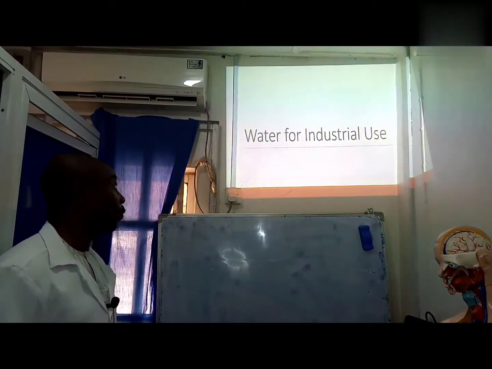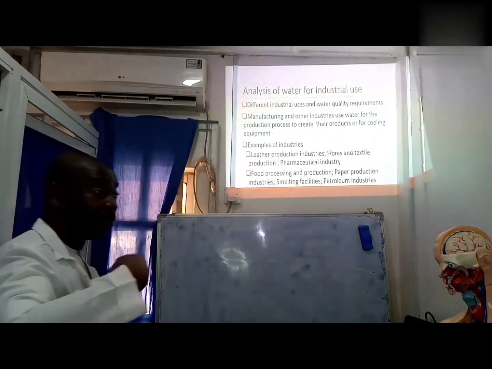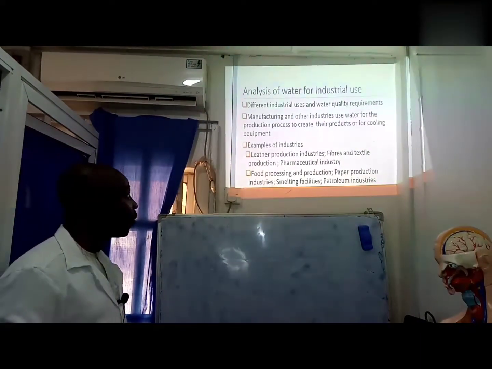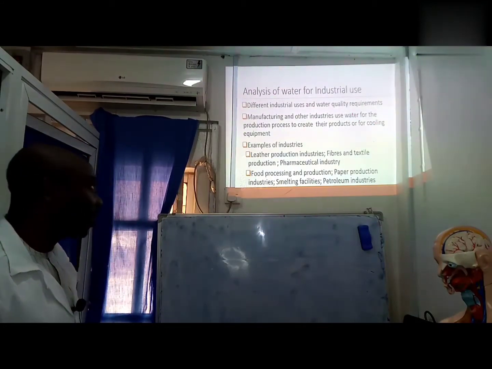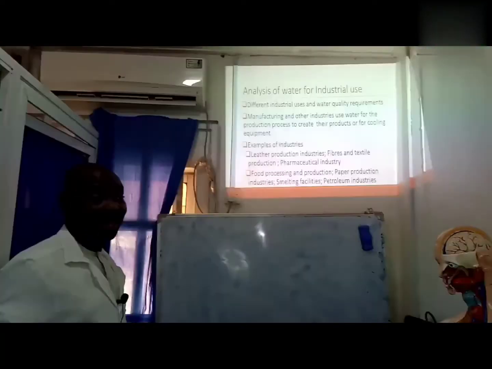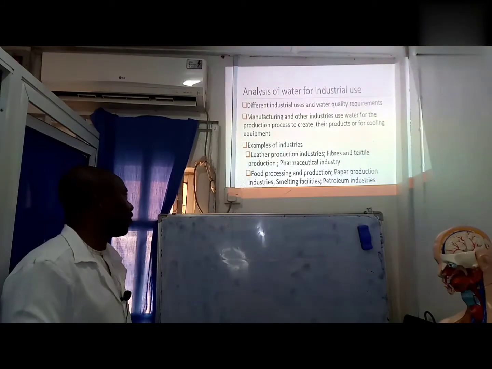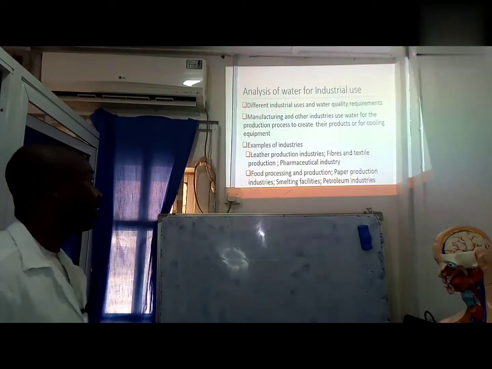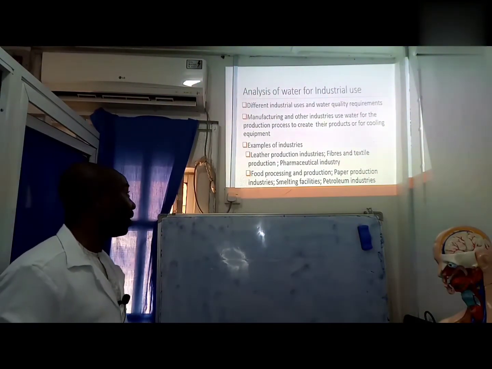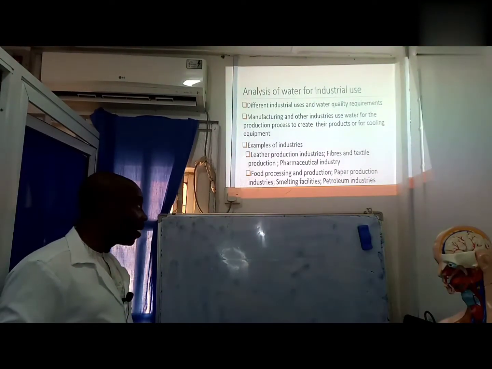So, water for industrial use. Different industries use water for different purposes, and the requirements they have for water are also different. Manufacturing and other industries use water for production. Some use it for cooling of their equipment, and with that you can see that the requirements are not exactly the same. Examples of industries that use water: leather production industry, fibers and textile industry, pharmaceutical industry, food processing and production industry, paper production industry, smelting, and all of that.